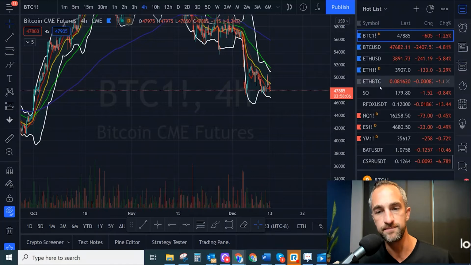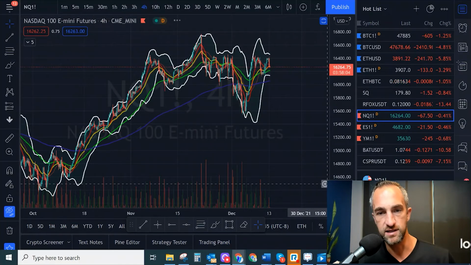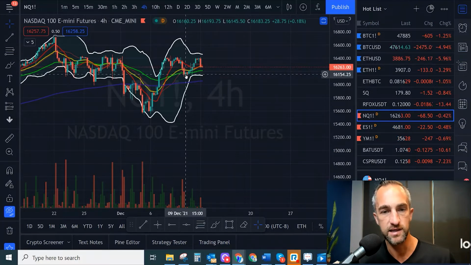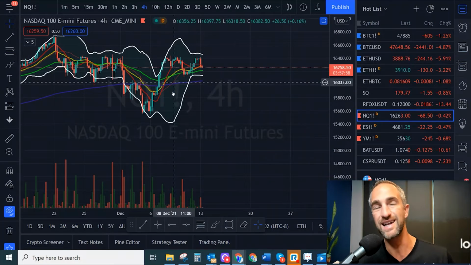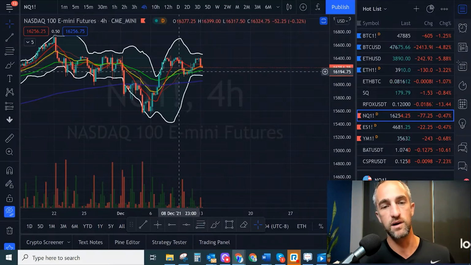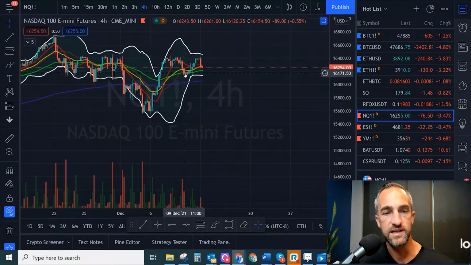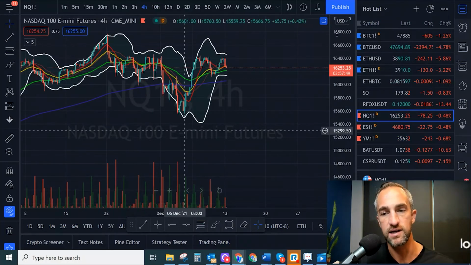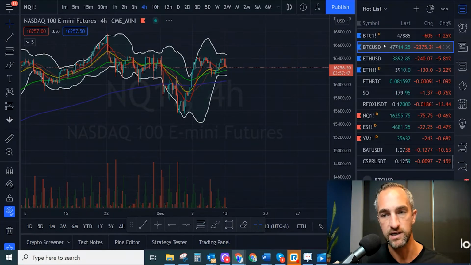Why? Well, NASDAQ is popping up or grinding against the highs. So as long as NASDAQ is holding higher lows and higher highs and grinding against the top side here, I think Bitcoin probably picks itself back up. But if this thing wants to break down and we get a move back down to 15,500, I do think we will get that move in Bitcoin that we're talking about.